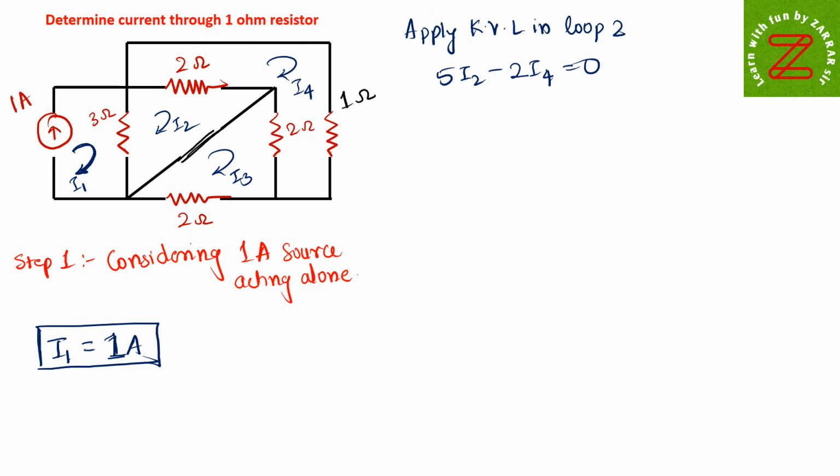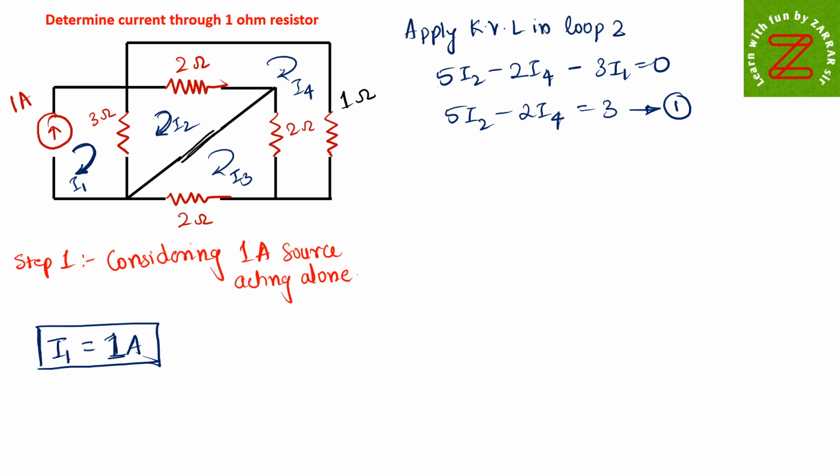But students may make a mistake because they forget to consider this 3 ohm resistance. See, I2 current has 2 resistances, 3 plus 2, 5I2. The 2 ohm is in the fourth loop also, so I have written minus 2I4. But the 3 ohm is in the first loop, so we need to consider that too. So we cannot write 0. We have to consider the resistance, which is minus 3I1 equal to 0, and you know the value of I1 is 1 ampere, so you can directly write 5I2 minus 2I4 minus 3 into 1, which is minus 3, will go over there and become 3. So this is equation number 1.